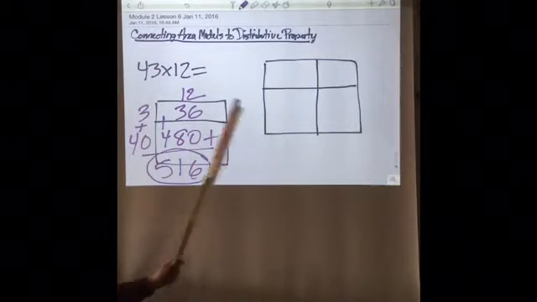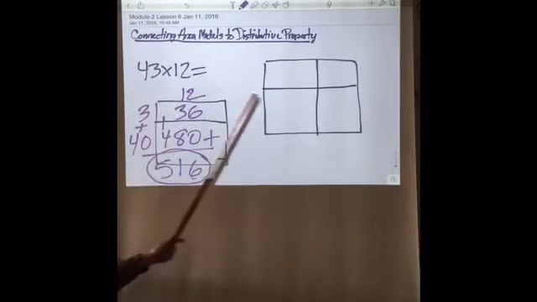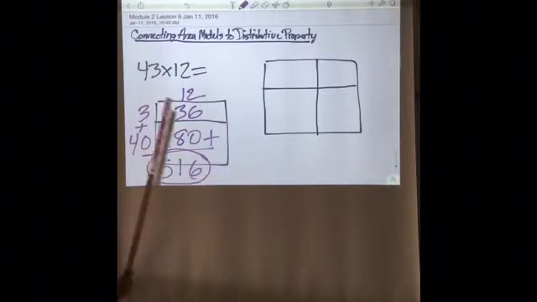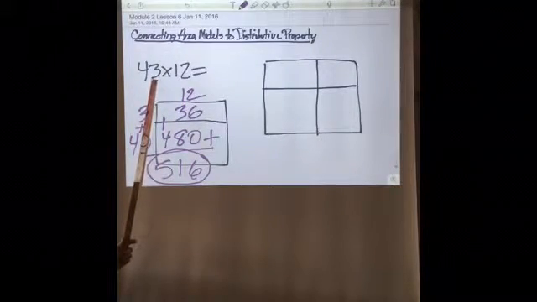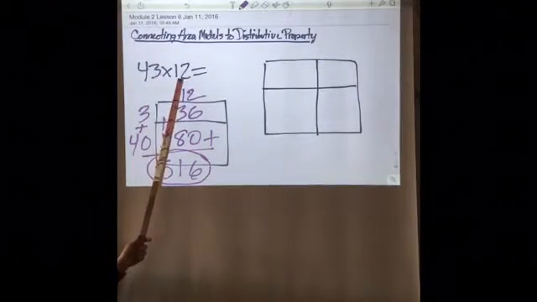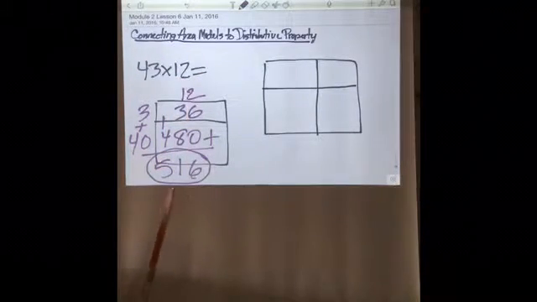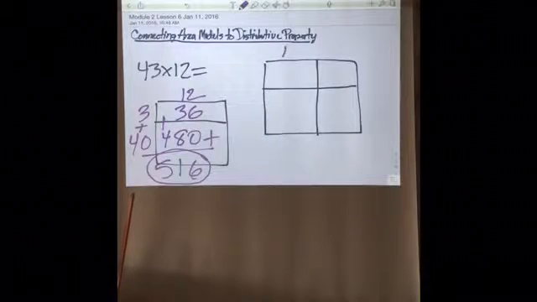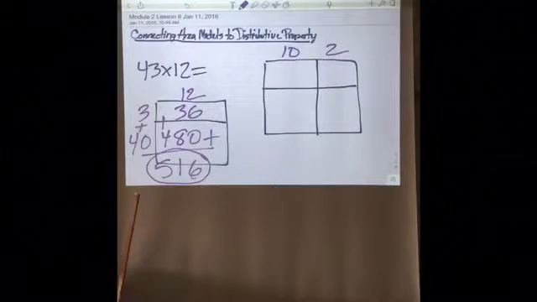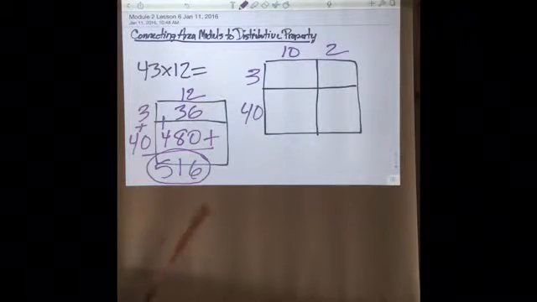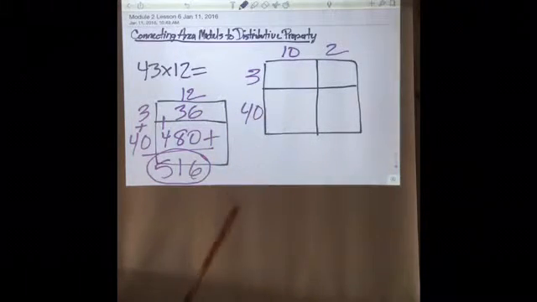What I'm going to do now is I'm going to take this same number and I'm going to break it apart a little bit more. I'm going to break the 43 apart into 40 and 3. I'm going to break the 12 apart into a 10 and a 2, right? So let's do that. I'm going to put my 10, put my 2, I'm going to put my 3 here and my 40 here. Does that make sense so far? So we've broken it all completely apart into its place value.